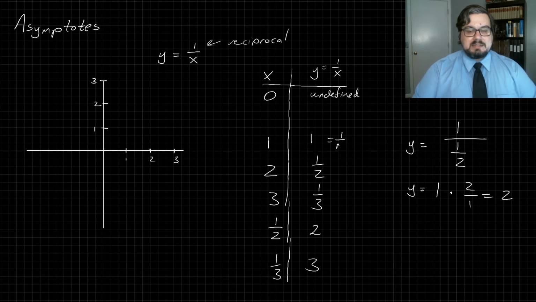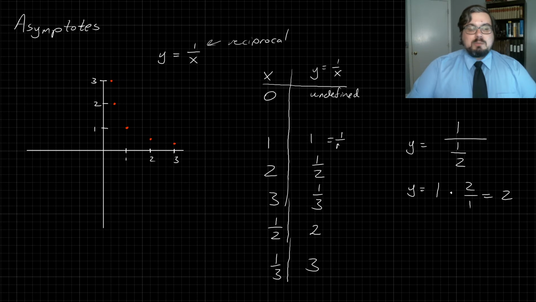So when x is 0, y is undefined. When x is 1, y is 1. When x is 2, y is 1/2. And when x is 3, y is 1/3. When x is 1/2, y is 2. So that gives us the point up here. And when x is 1/3, y is 3. So here are the various points that we found that are on the graph of y equals 1 over x.